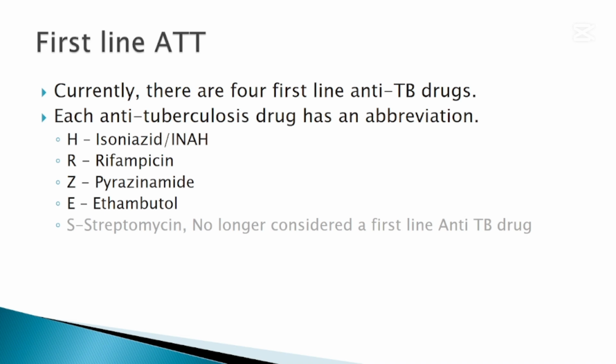In terms of the first-line anti-TB drugs, currently there are 4. In the past we had 5. However, currently we have 4 anti-TB drugs. We have taken streptomycin off the first-line group. For each anti-TB drug, we have an abbreviation: H for INH, R for rifampicin, Z for pyrazinamide, E for ethambutol. You all should be familiar with this.